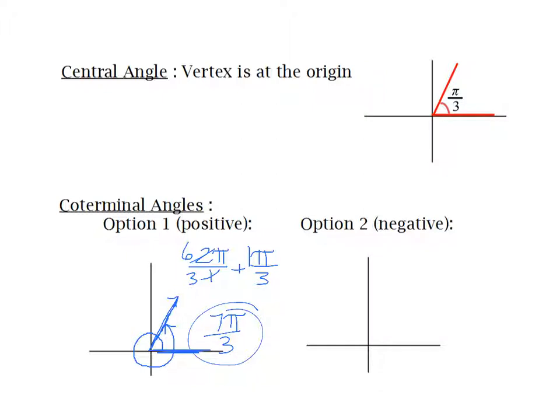Let's try it again. This time we're going to do a negative. I have to start on the x-axis. I have to end in this same spot. But because I want a negative coterminal angle, I'm going to work backwards to get there. It's going to start at the initial side and it's going to wrap around clockwise until it hits right there.